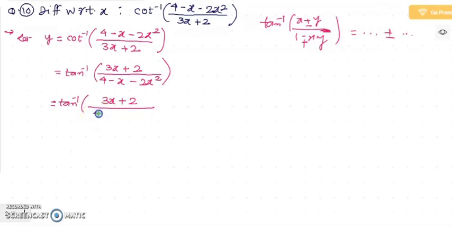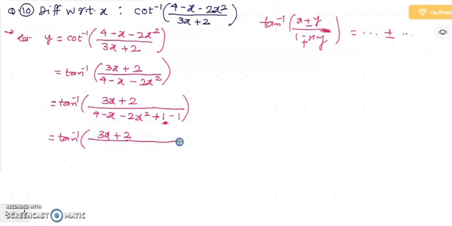Already 4 minus x minus 2x square is there. Take an extra 1 and minus 1. That 1 is going to be useful. So I shall write that as tan inverse of, no change in the numerator yet. In the denominator though, we have many things to do. 1, then the remaining 3 and this fourth term. This 4 minus 1 is 3. So it's plus 3, then minus x, then minus 2x square.